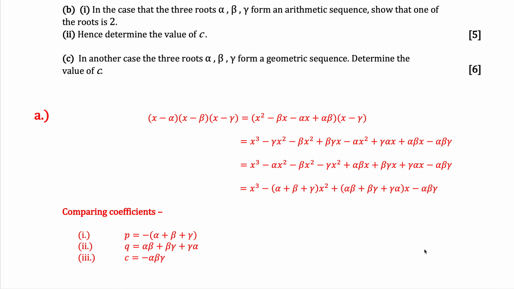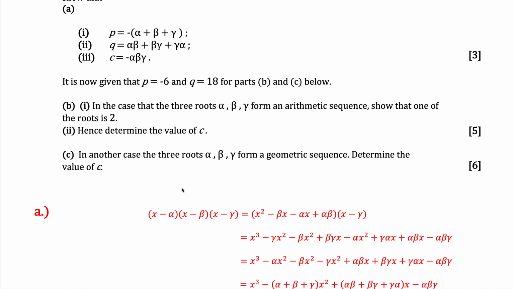Now if we compare the coefficients, we know that the coefficient of x squared is p, and in this expansion the coefficient of x squared is this term, so we can write that p is equal to negative, inside the bracket, alpha plus beta plus gamma. And similarly, the coefficient of x is q, and in this expansion the coefficient of x is this expression, so we can write q is equal to alpha beta plus beta gamma plus gamma alpha. And finally the constant term is c, and in this expansion the constant term is negative alpha beta gamma, so we can equate the two expressions.